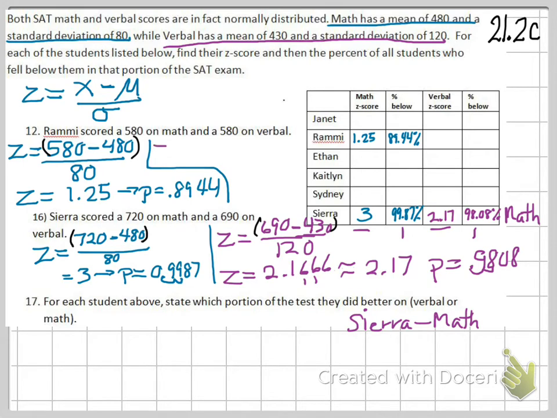Okay. I also need to figure out, what about Rami's verbal score? He got 580 on his verbal as well. But this time, I'm subtracting a mean of only 430 and dividing by a standard deviation, which is higher, because apparently there's a little more variation in the verbal scores. But it just so happens that's also 1.25.